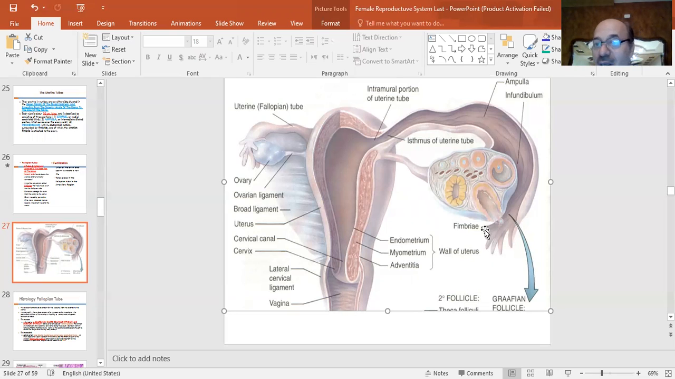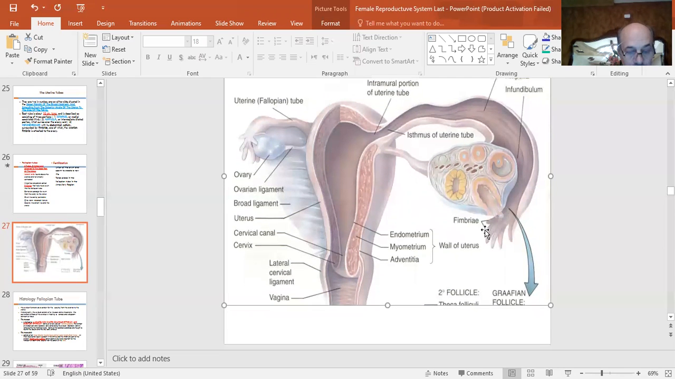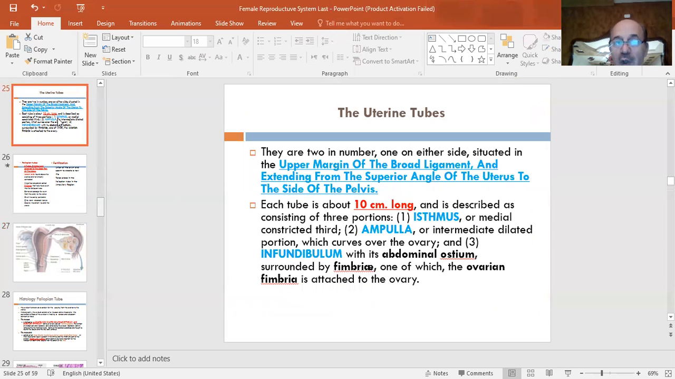That is the lining epithelium of the fallopian tube. So it is a ciliated type of epithelium. And as you know, the cilia will help to push and move the oocyte within the fallopian tube. All right, each fallopian tube is about 10 centimeters long. And as I said, it's got three different parts: isthmus, ampulla, and infundibulum. I spoke about that already.